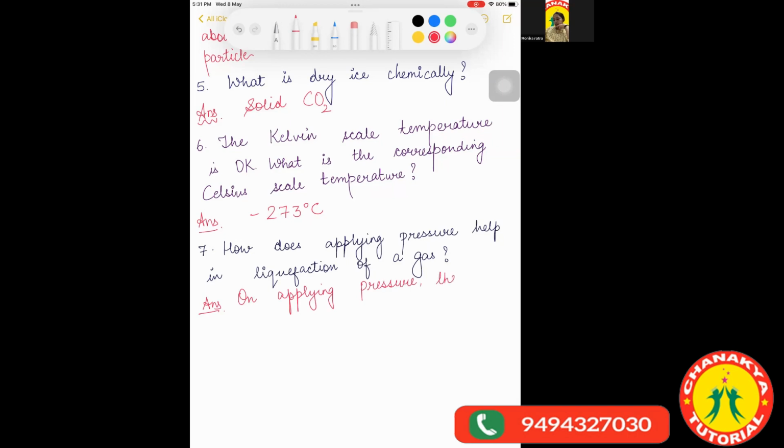So on applying pressure, the particles tend to come closer, and the gas starts to change into liquid. The gas starts to convert into liquid.